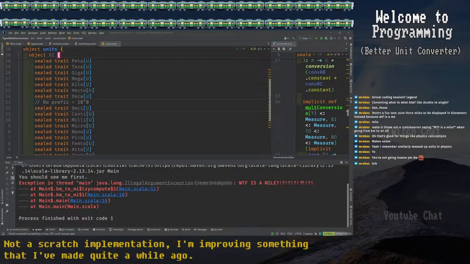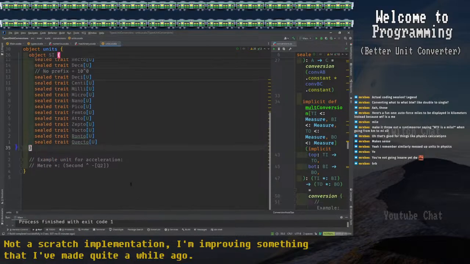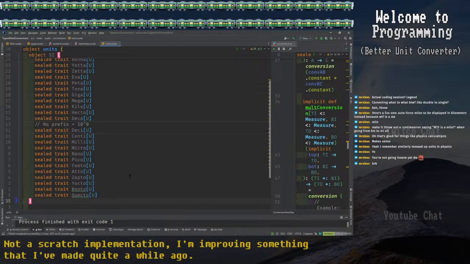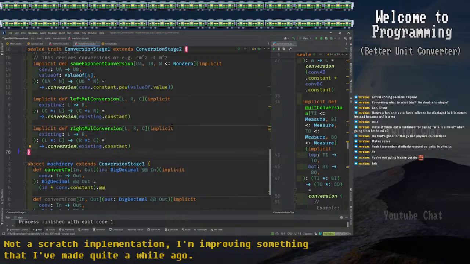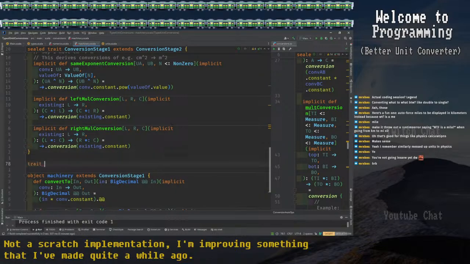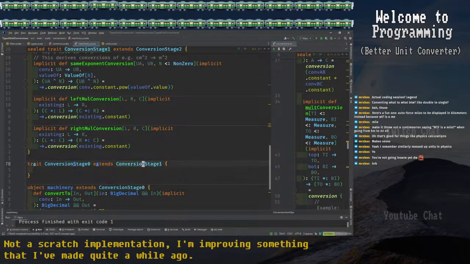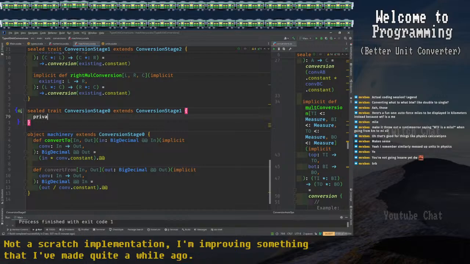So now to derive a bunch of quick conversions for these. Let's just hard code them here. Private.